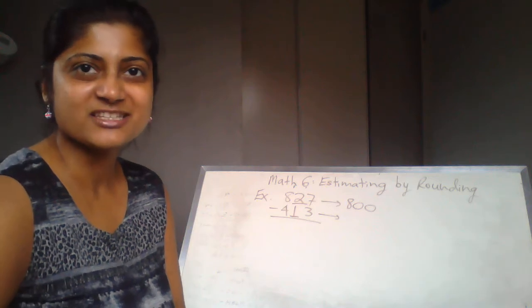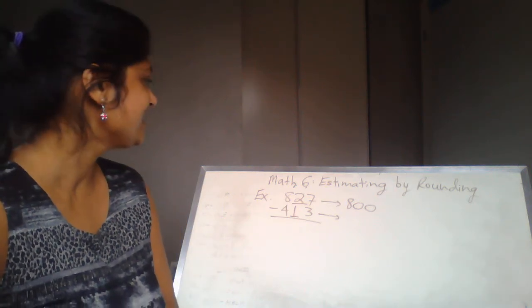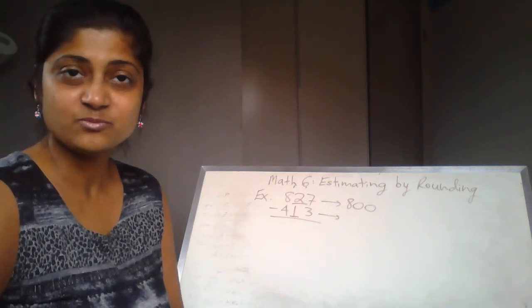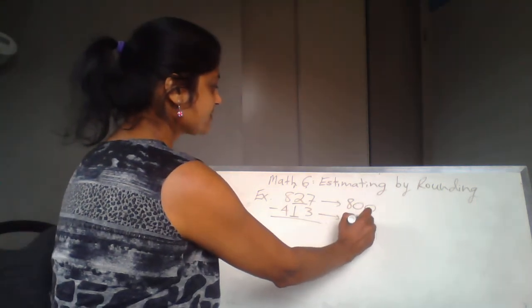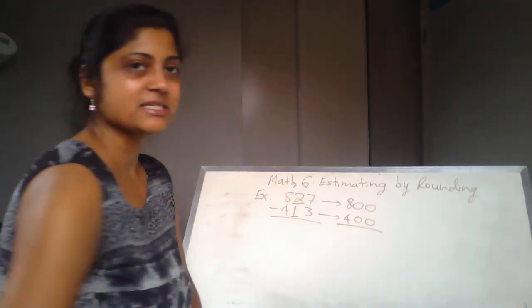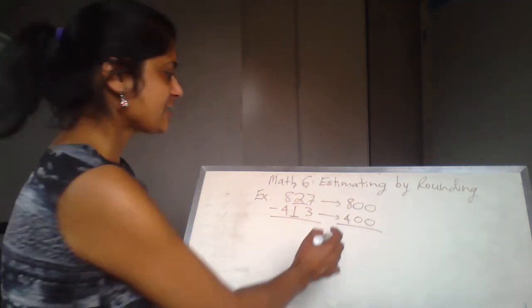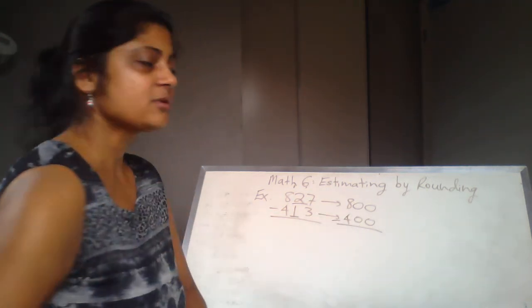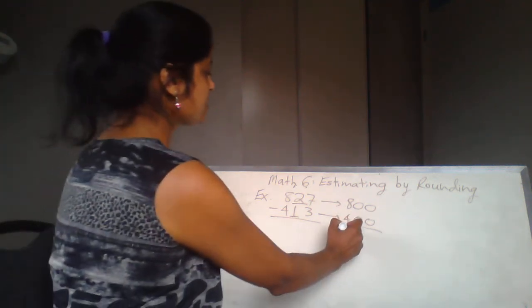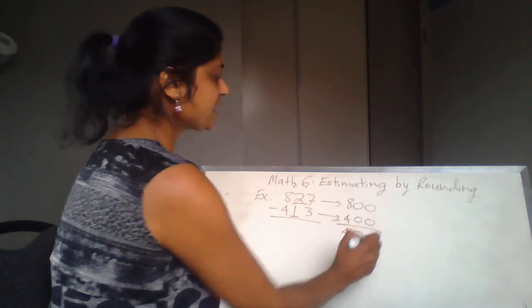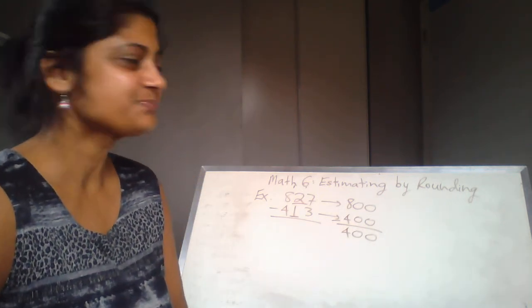Okay, let's take a look at the second one here. I have a 1 in the tens column, which is again less than 5. I'm going to keep my 4 the same. So it's not really rounding down, I'm just keeping it the same here. I'm going to subtract the two numbers, so 800 minus 400 is equal to 400. So this is my estimate here.